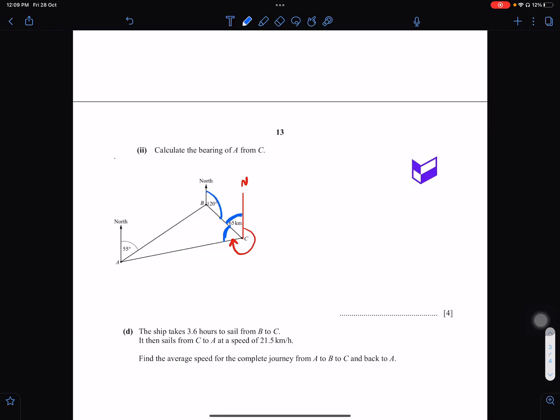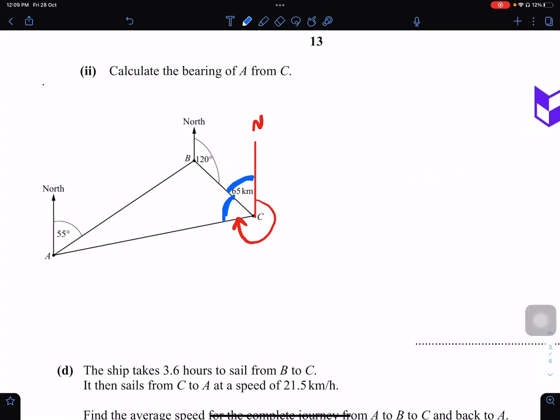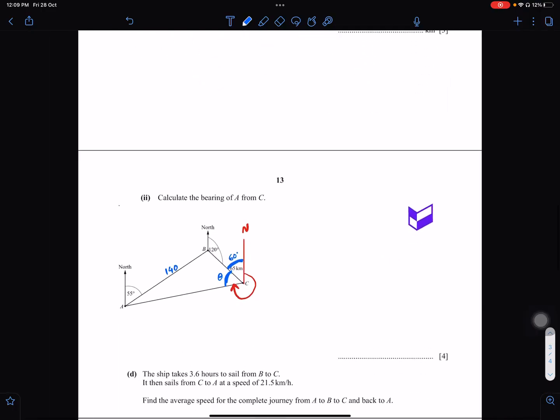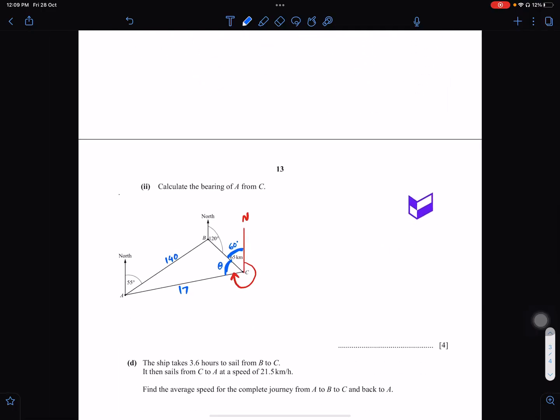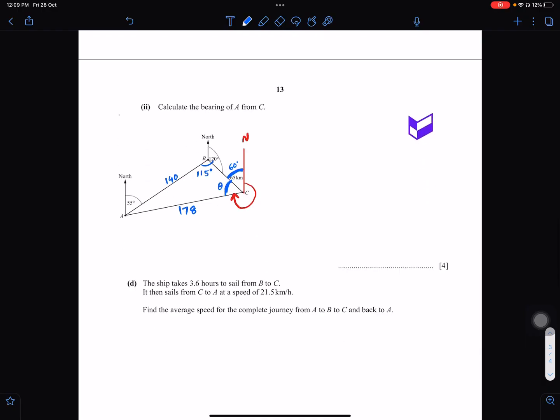Since this is 120, using the property of the co-interior angle, we can say that this is going to be 60 degrees. We don't know how much this angle inside the triangle is, so let's call it theta. We had already found the side AB is going to be 140. We have already found the side AC is basically 178, and this angle was also 115 degrees. So we can use a sine rule to work upon theta, and once we find theta, we will be easily able to find out the bearing.